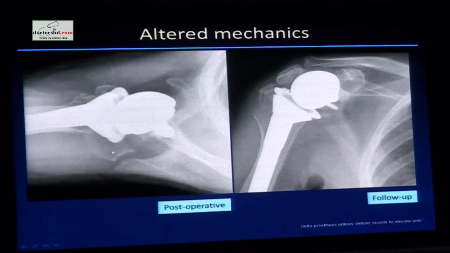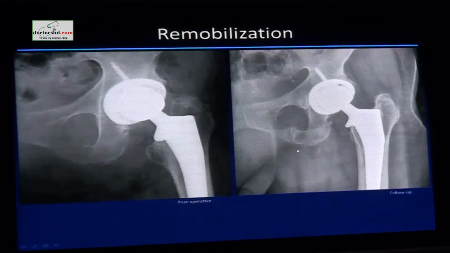And because of the overloading by the deltoid on the acromion, we have developed an insufficiency fracture, a well-recognized complication of the change in weight bearing that takes place as a result of this particular prosthesis. Here's another patient with a prosthesis. The immediate post-operative, everything looks fine.